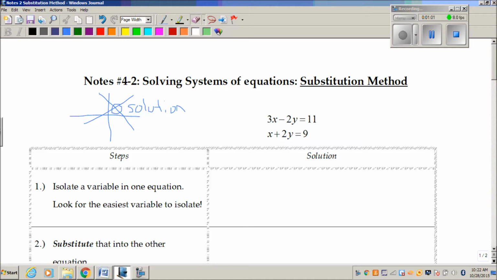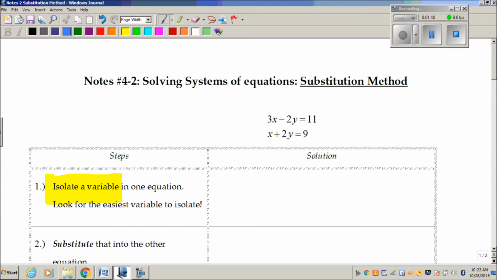So what we're going to take a look at is the first algebraic solution that we can use to try to solve these equations. Here I have two equations, an x and y in each one, and I'm going to use what's called the substitution method. The first thing I have to do, step one, is to isolate one of the variables. To isolate the variable means you need to get it by itself.